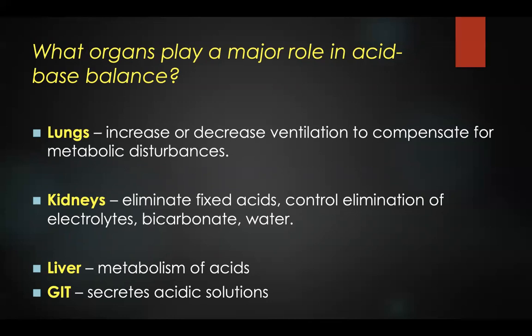The lungs increase or decrease ventilation to compensate for the metabolic disturbance. For kidneys, the kidneys eliminate fixed acids, and control elimination of electrolytes, bicarbonate, and water. Now, the reason why we have high and low bicarbonate is due to the actions of the kidney. And the reason why we have a high or low PaCO2 is because of the actions of the lungs. The liver is also responsible for metabolism of acids, and the GIT is responsible for secreting acidic solutions.